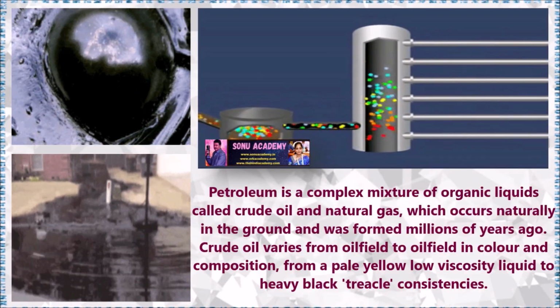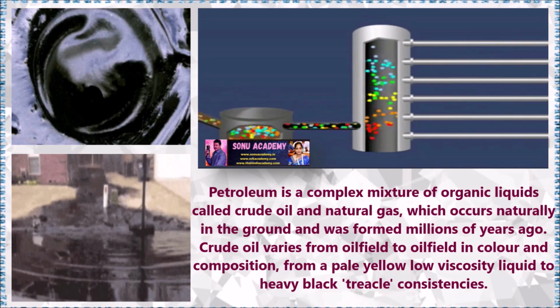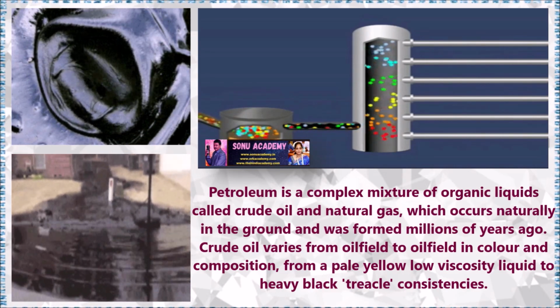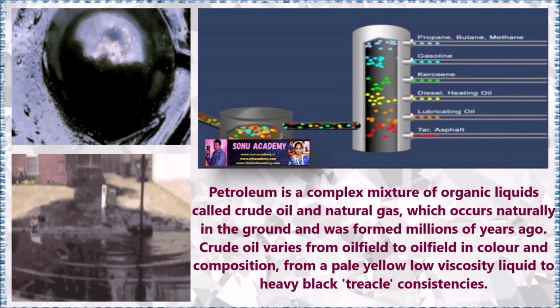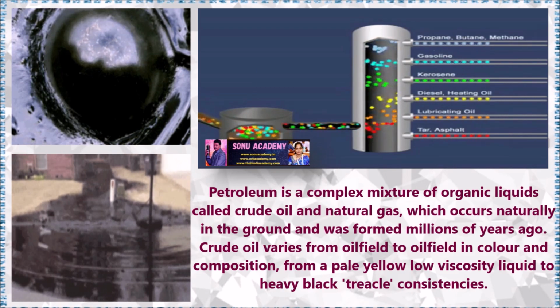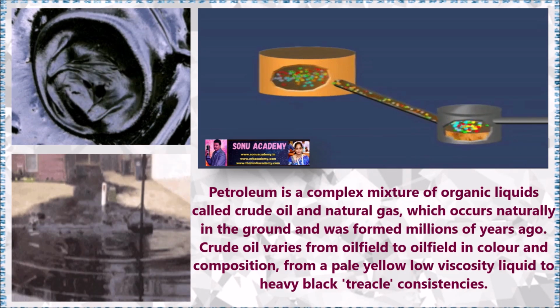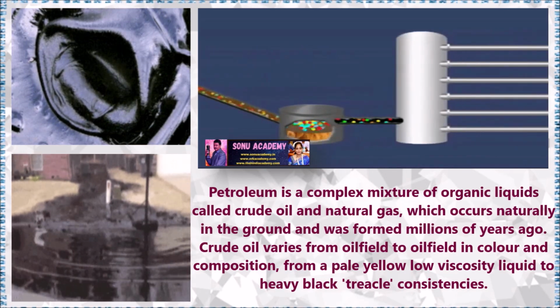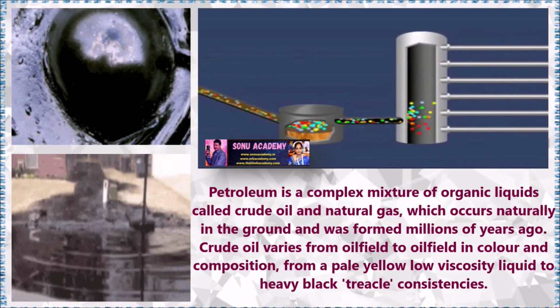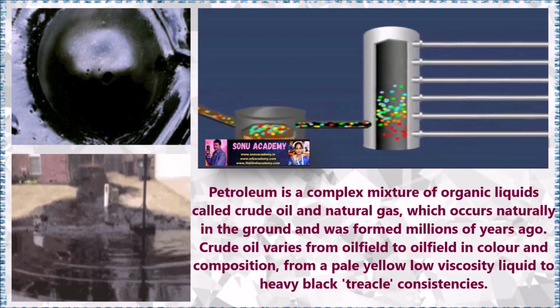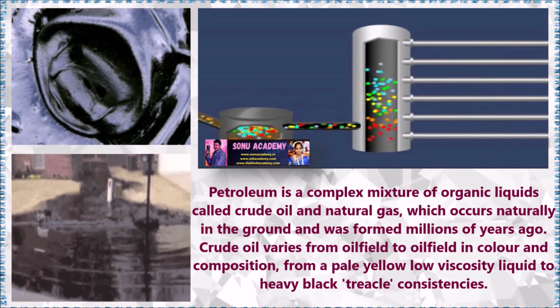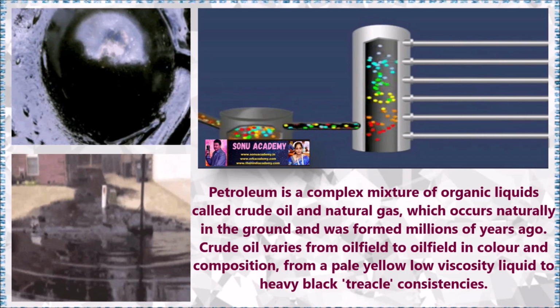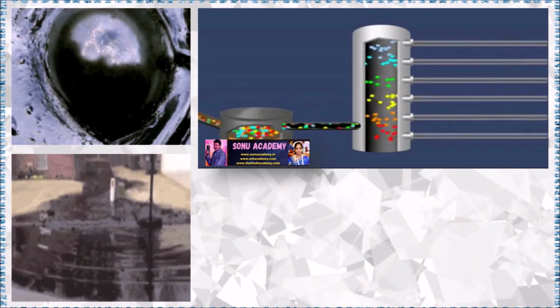Refining of petroleum. Petroleum is a complex mixture of organic liquids called crude oil and natural gases, which occurs naturally in the ground and was formed millions of years ago. Crude oil varies in color and composition, from a pale yellow, low viscosity liquid to heavy black treacle consistencies.